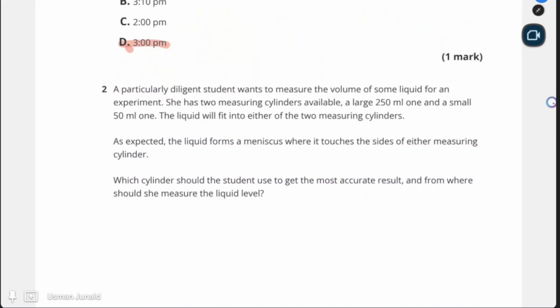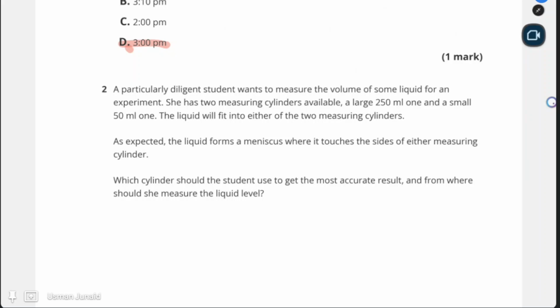A particularly diligent student wants to measure the volume of some liquid for an experiment. She has two measuring cylinders available, a large 250 ml one and a small 50 ml one. The liquid will fit into either of the two measuring cylinders as expected. The liquid forms a meniscus where it touches the side of either measuring cylinder.